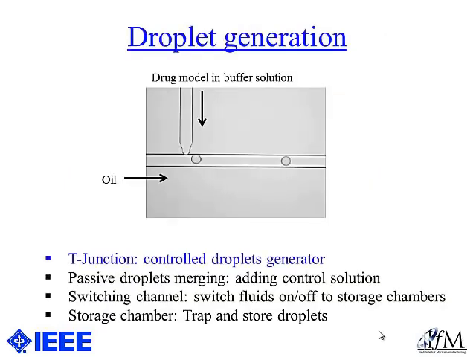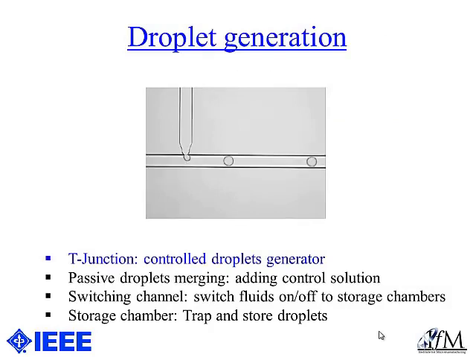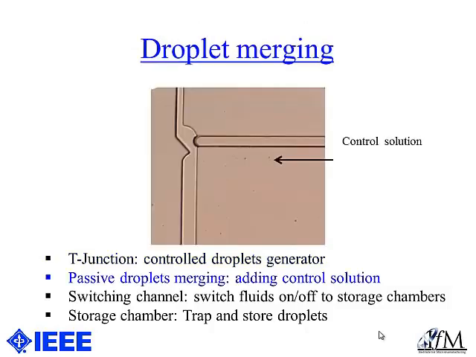First part is the T-junction. Those T-junctions are used to generate the droplets, and each droplet will be served as a microtiter well. And those images will show how one droplet is generated by using the oil to cap the drug sample solution. Now we have the drug droplets, and we need to deliver control solution into each droplet.